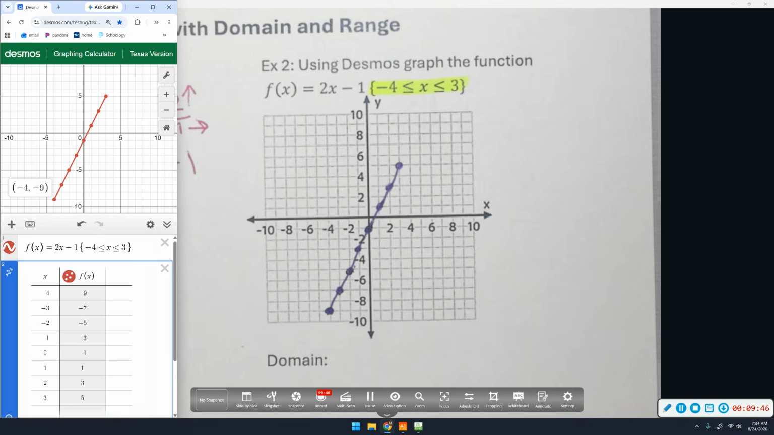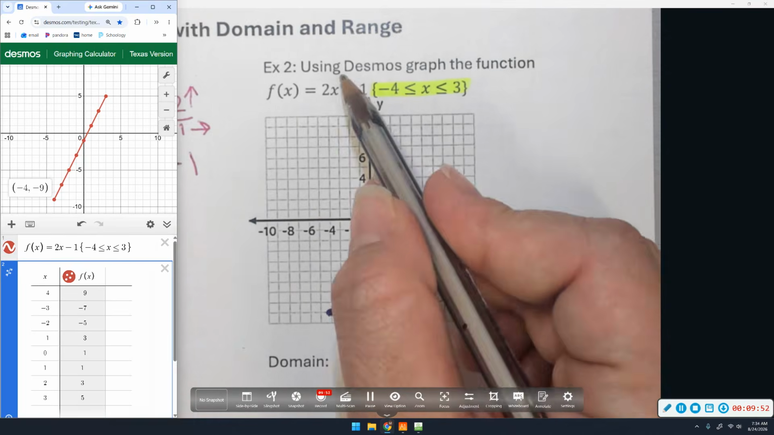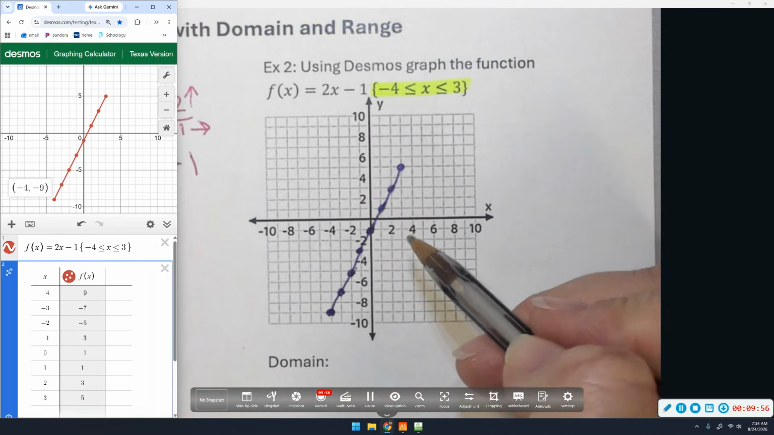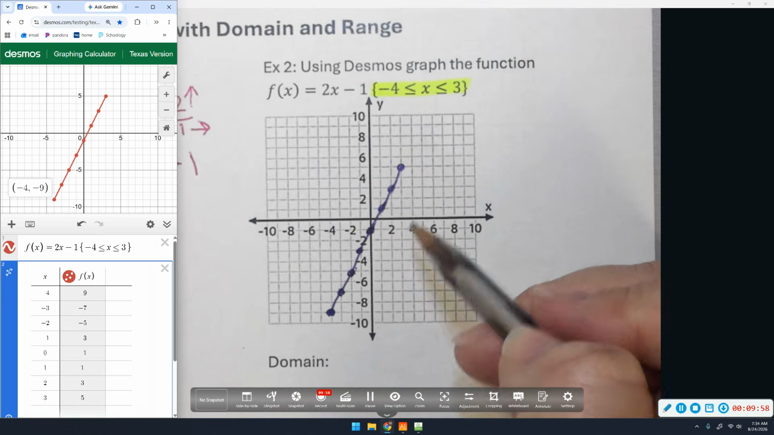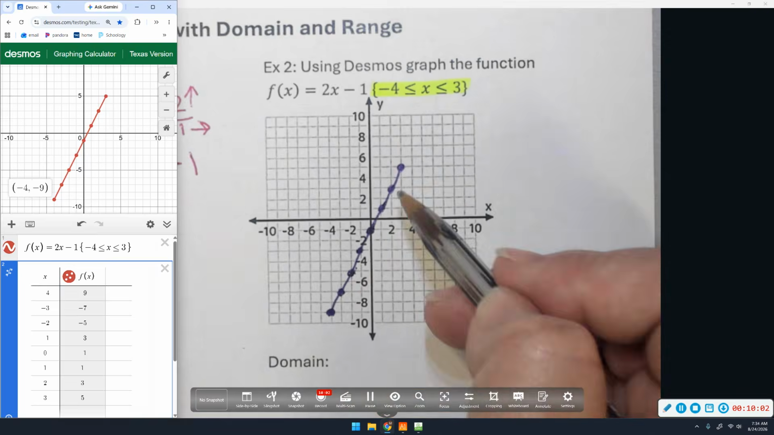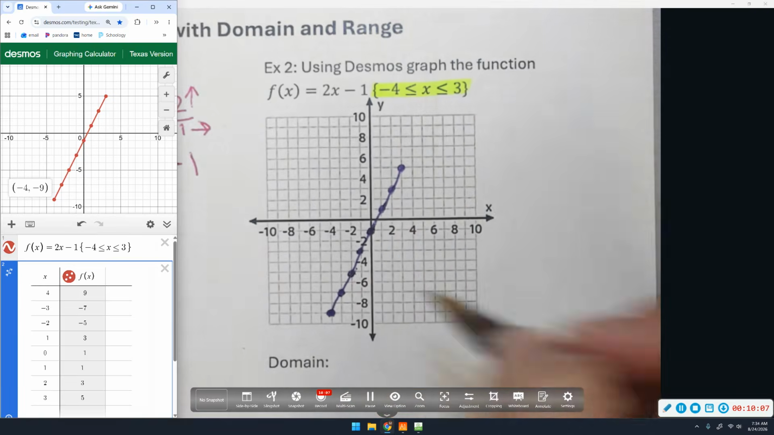So what I want y'all to realize is this gave me a boundary. Okay, it said, I want this graph, but I only want it when x is between -4 and 3, right? Okay, and then it says x is greater than or equal to -4, so it can also be -4, and then it's less than or equal to 3, which is also equal to 3.